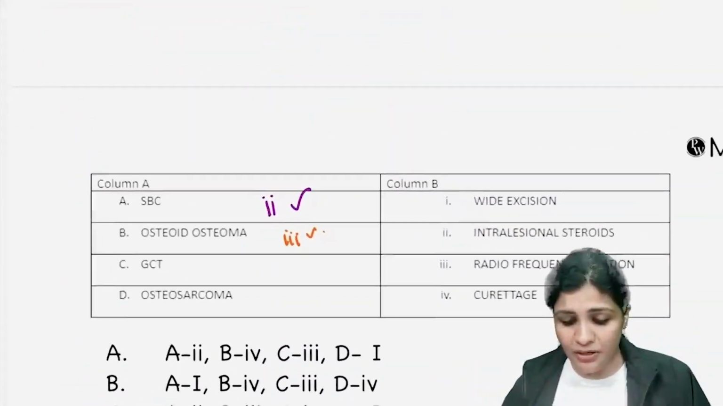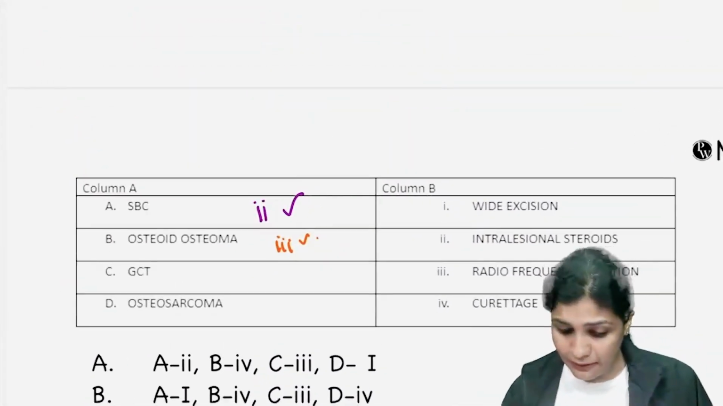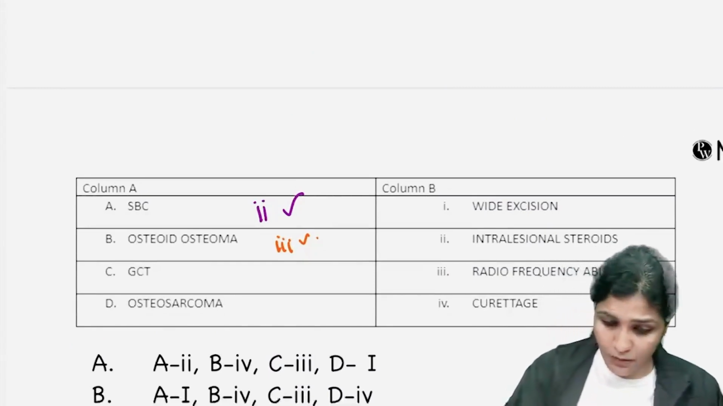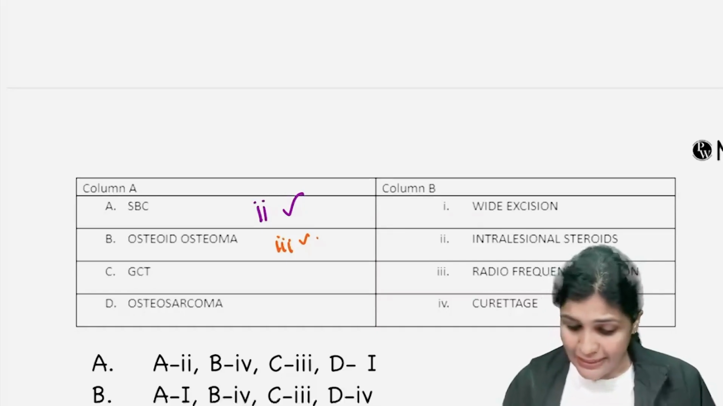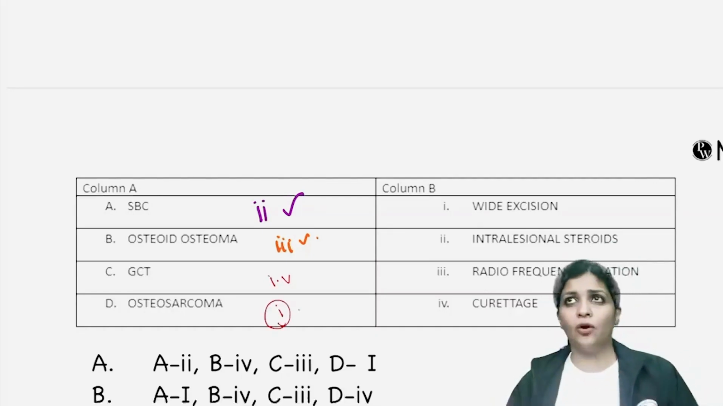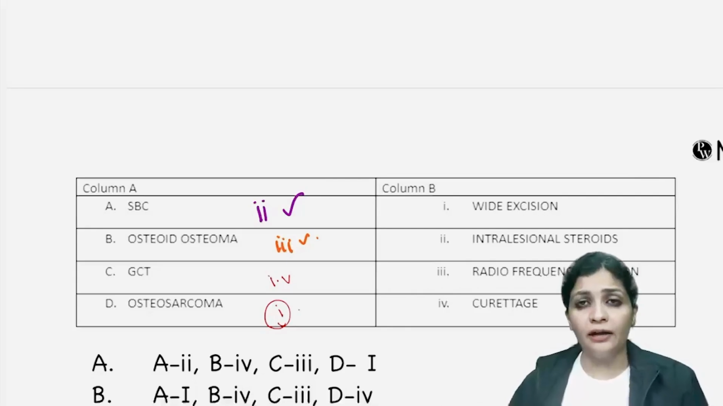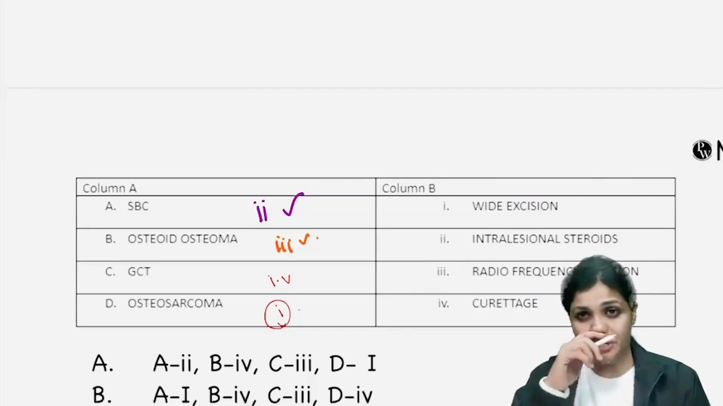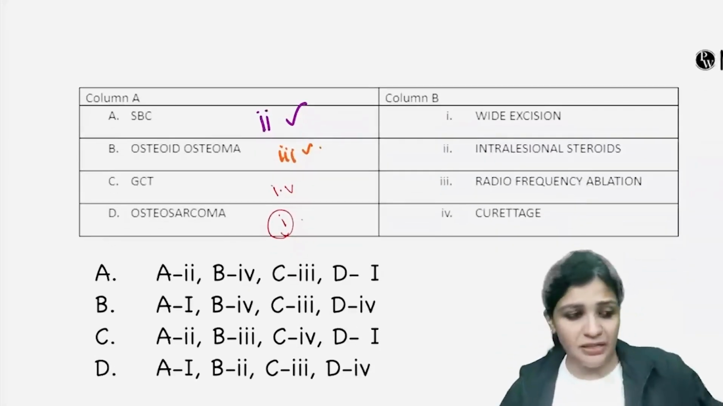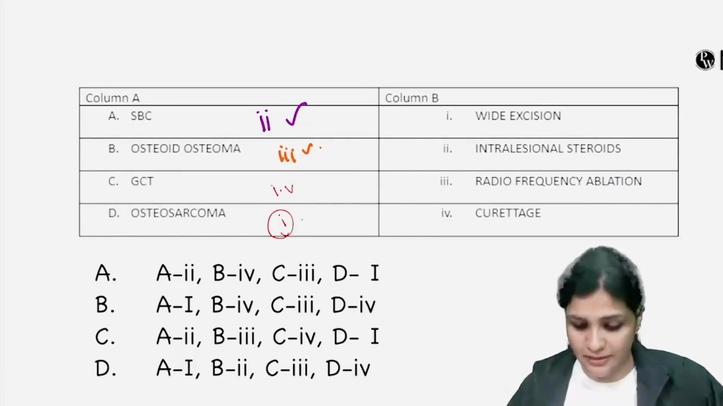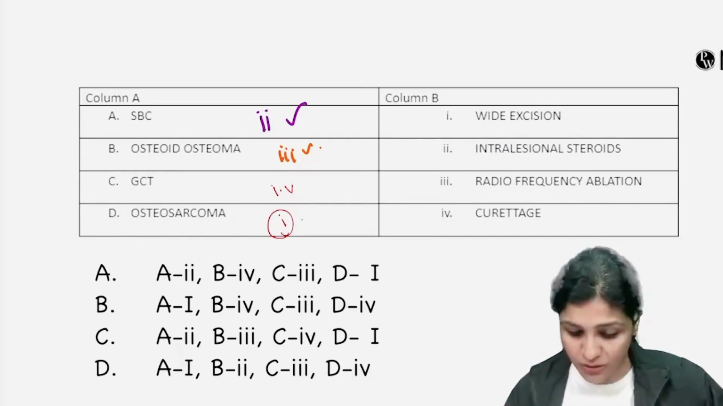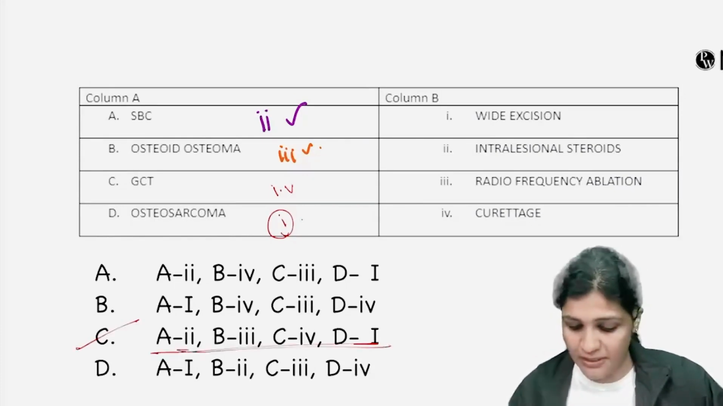Now let us go back to the question. So GCT, what did they tell? The treatment of GCT is an extended curettage, and osteosarcoma is wide excision. So wide excision, or it could be a complete removal of the part of the limb also. It could be an amputation, but usually as per this table, it is taken as the wide excision. Yes, it is radio resistant. So that is the answer for this: 3, 2, 3, 4, 1. C. The answer would be C.